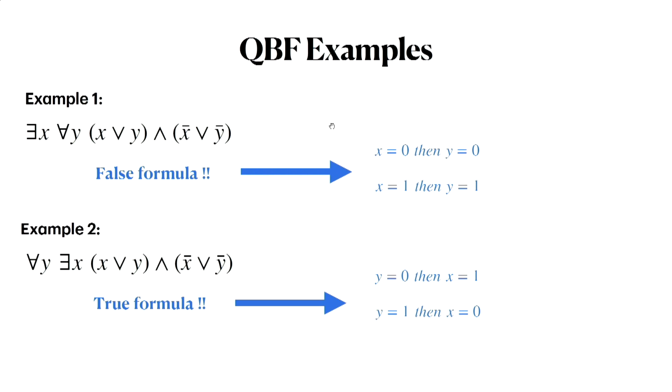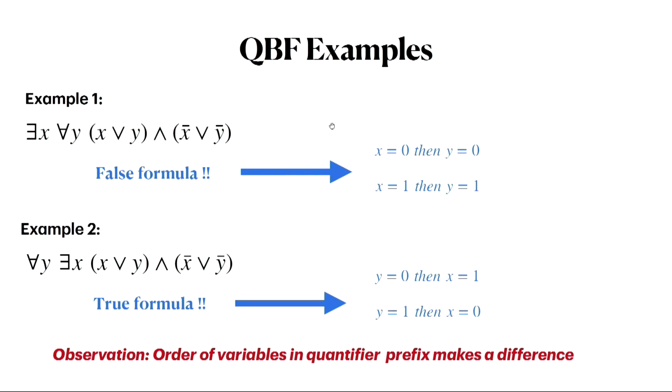Why is that? Because if I say y equal to 0 and then x equal to 1, then this formula is true. Y equal to 1, x equal to 0 again makes this true. So for every y there is some x which makes my formula true. So this is a true formula. Given we are interested in whether a QBF is true or false, one important thing to notice is that in satisfiability just the formula is important. There is no notion of ordering, but the order in which I present my variables in a QBF is very important. Not just the quantifier, but also the order in which they appear is very important in deciding whether a formula is true or false.